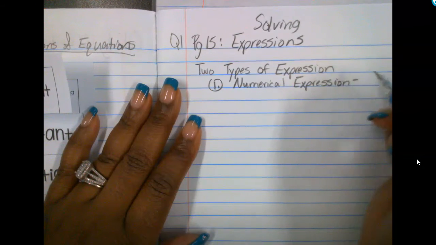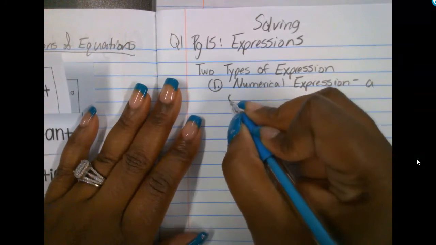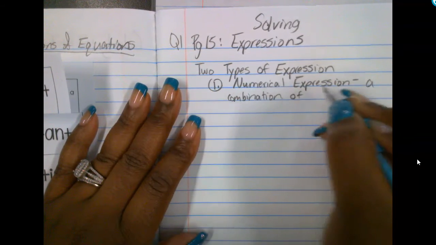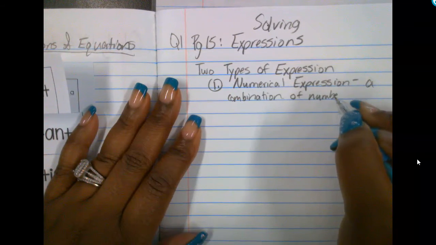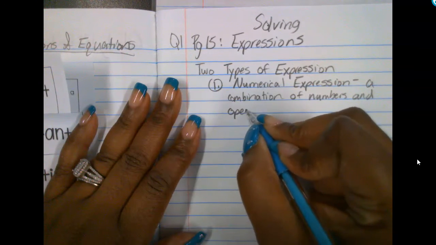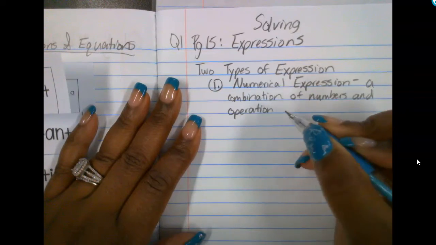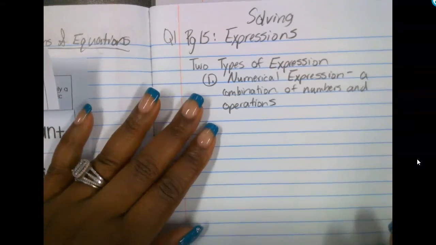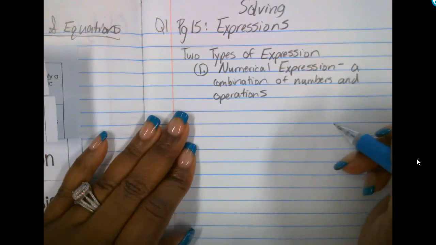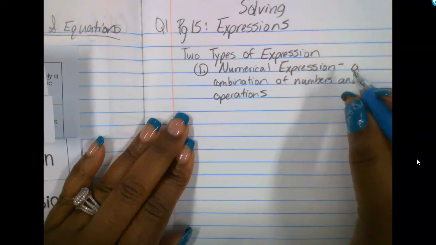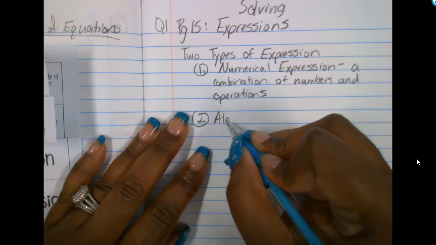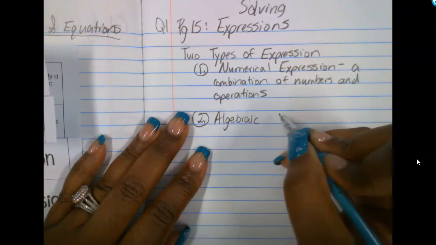A numerical expression is a combination of numbers and operations. What do I mean by operations? Addition, subtraction, multiplication, division. Those are operations. Sometimes you'll see some symbols like the parentheses, the fraction bar. You'll see symbols, okay? All right. The second type of expression is an algebraic expression.